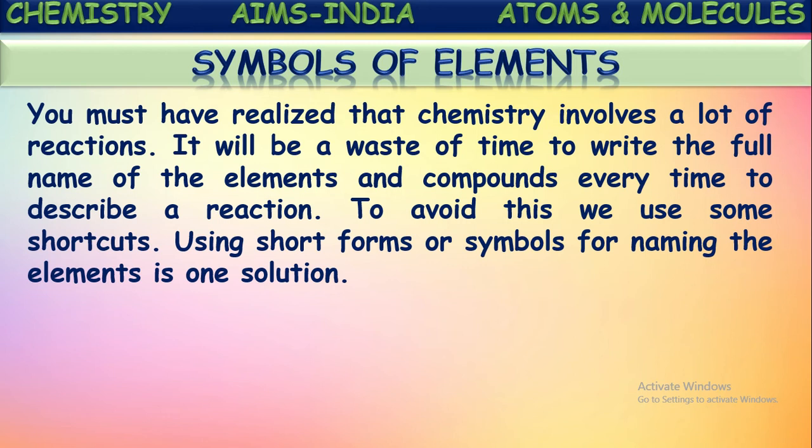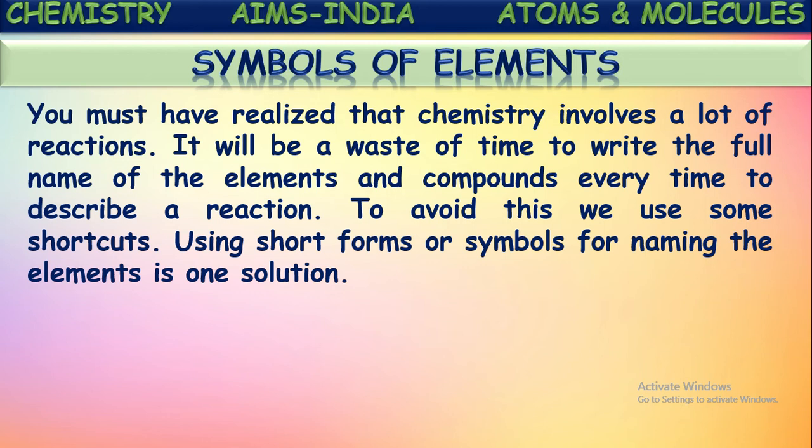For example, if you say the chemical reaction, decomposition of calcium carbonate, what happens there? CaCO3, calcium carbonate, decomposes on heating and produces calcium oxide and carbon dioxide. This is a chemical reaction. So this can be simply represented by using some shortcut methods. Instead of writing such lengthy words, which becomes lengthy and time wasting, to avoid this, we use some shortcuts.